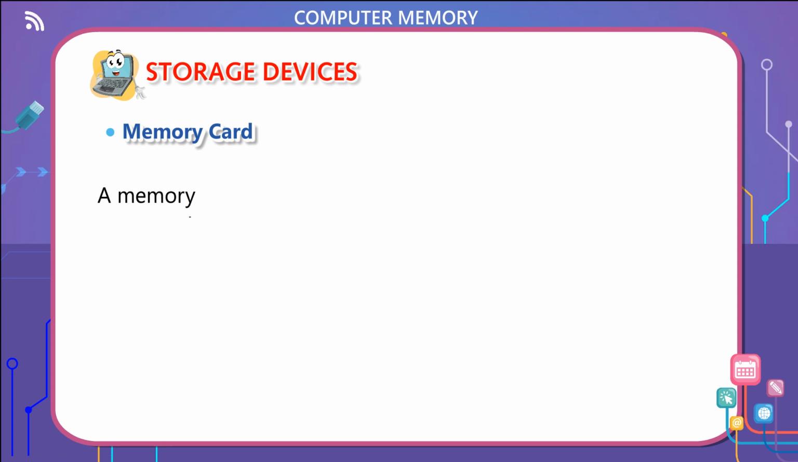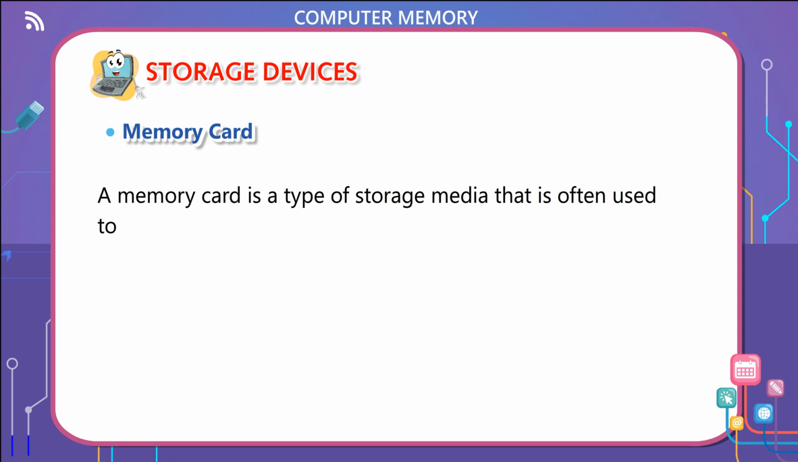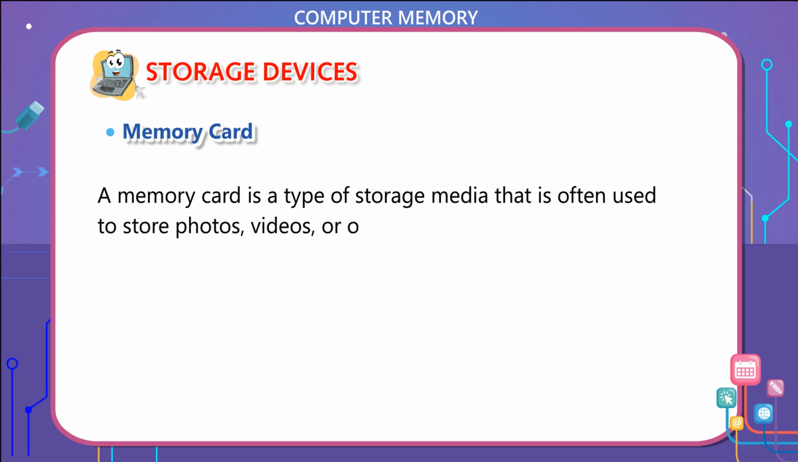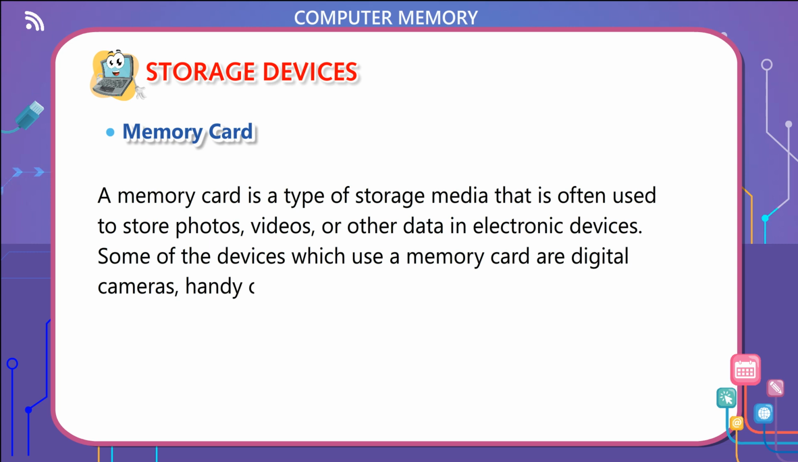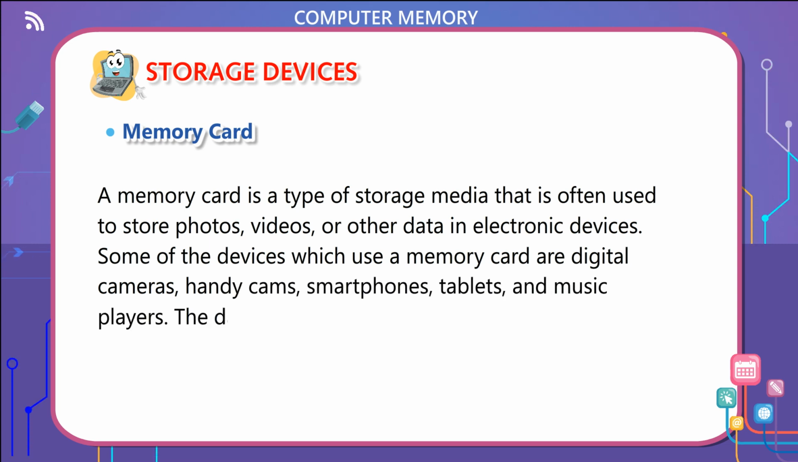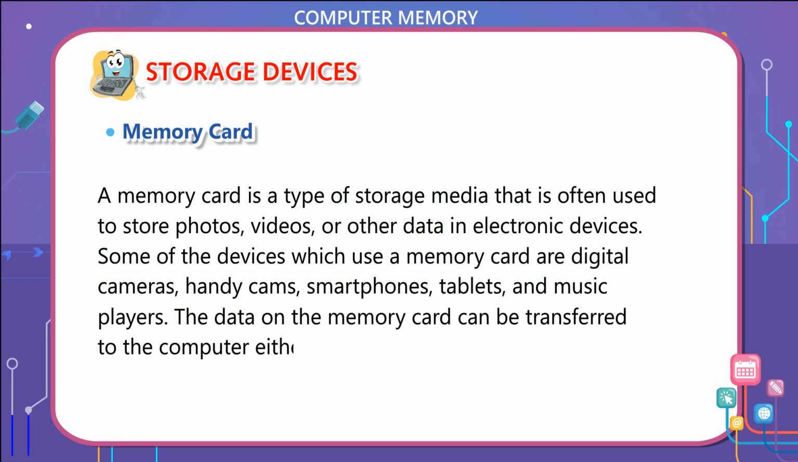Memory card. A memory card is a type of storage media that is often used to store photos, videos, or other data in electronic devices. Some of the devices which use a memory card are digital cameras, handycams, smartphones, tablets, and music players. The data on the memory card can be transferred to the computer either using a card reader or with a data cable.